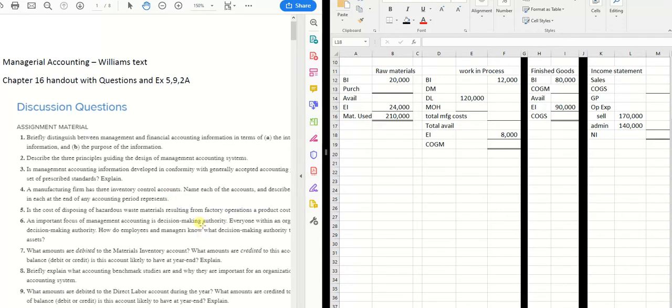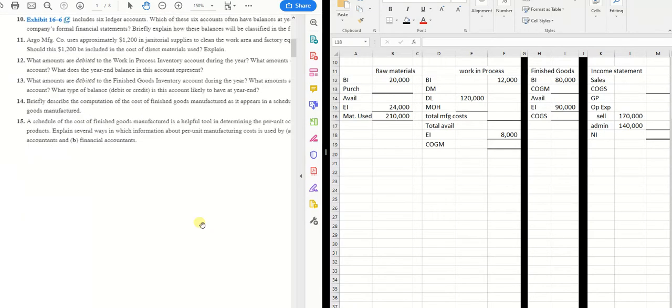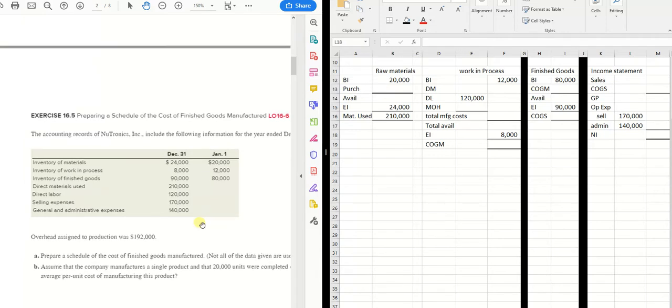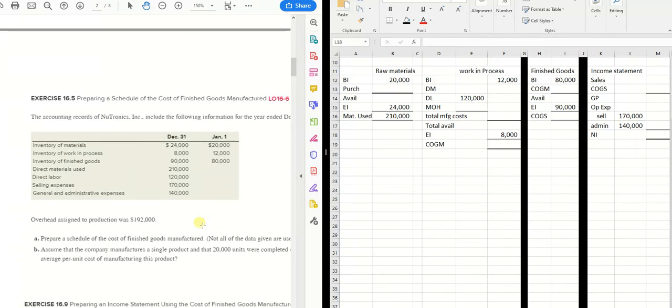So on this handout, the solutions are attached to those. So I'd encourage you to go through those. But we're going to go through several problems. But remember in your handout that we went through, we discussed the format of the cost of goods manufactured.